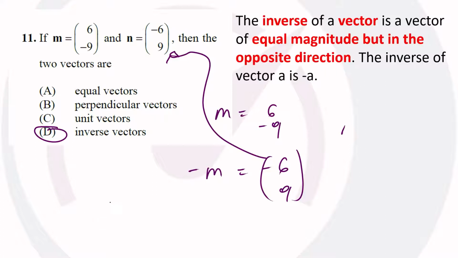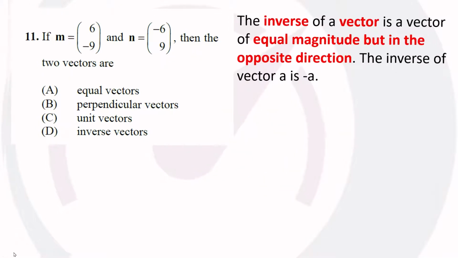Alright, let's look at the next one. So we say the inverse of a vector is a vector of equal magnitude but opposite direction. That means if we were to work out the magnitude of this, we get the same magnitude but they are going in different directions. The obvious thing to help you remember inverse vector is that the inverse of vector A is negative A. So whatever vector you have, you multiply it by a negative scalar, you get its inverse.